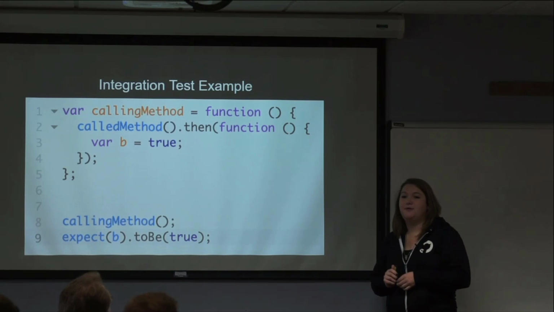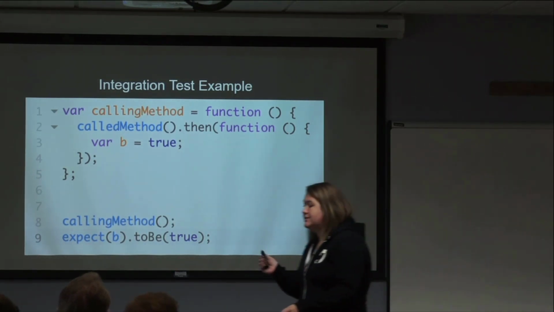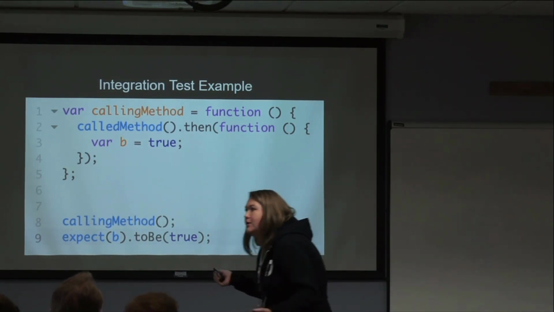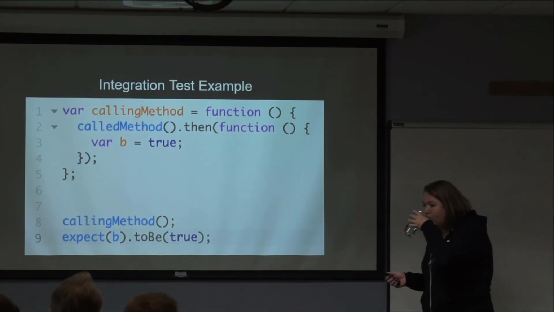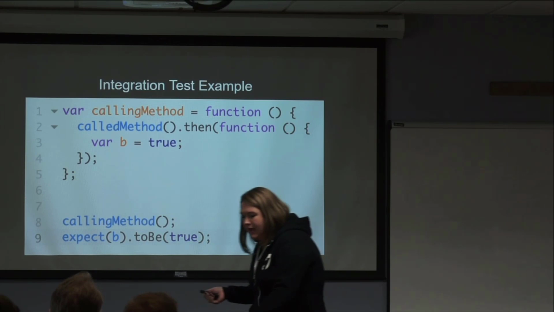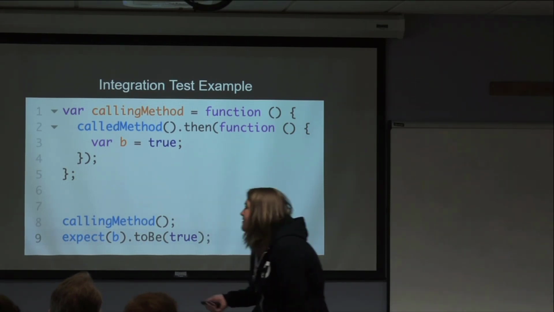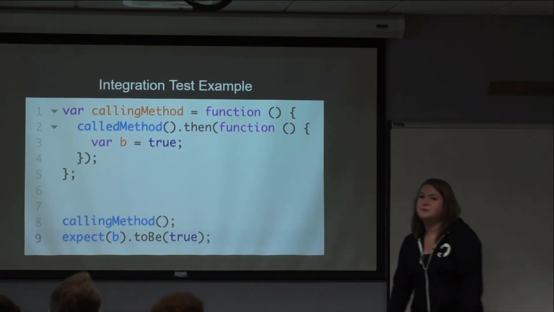So here's a very simple integration test. As you can see, we have two different methods that we are calling. And then at the end, we expect a variable to have a value that we expect.